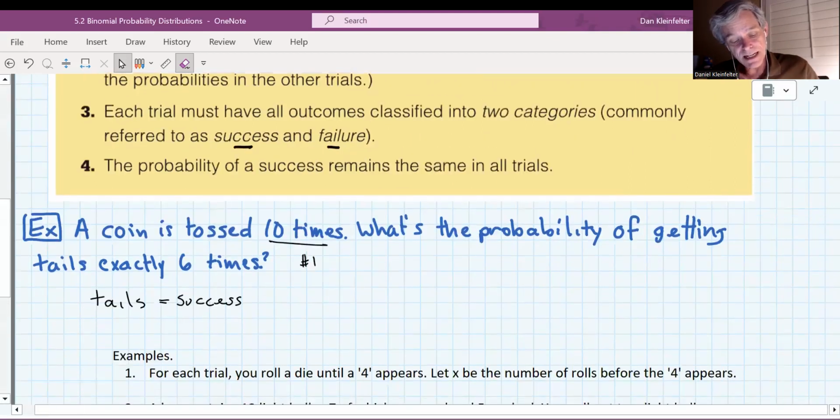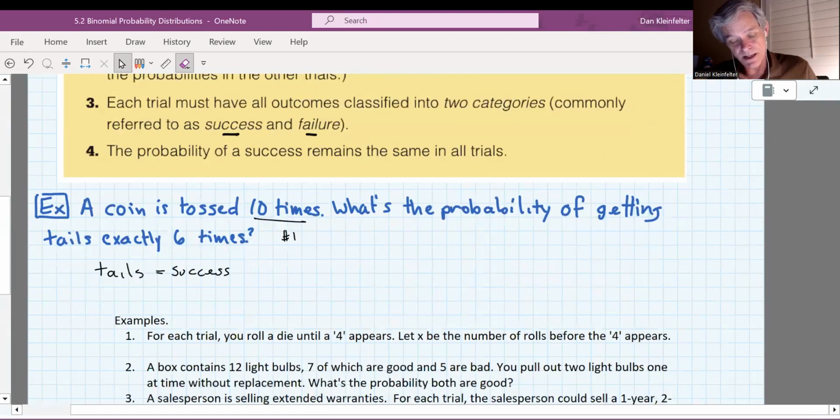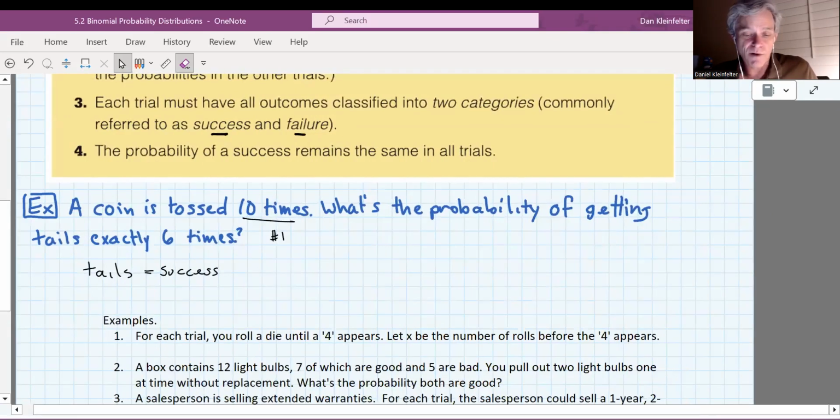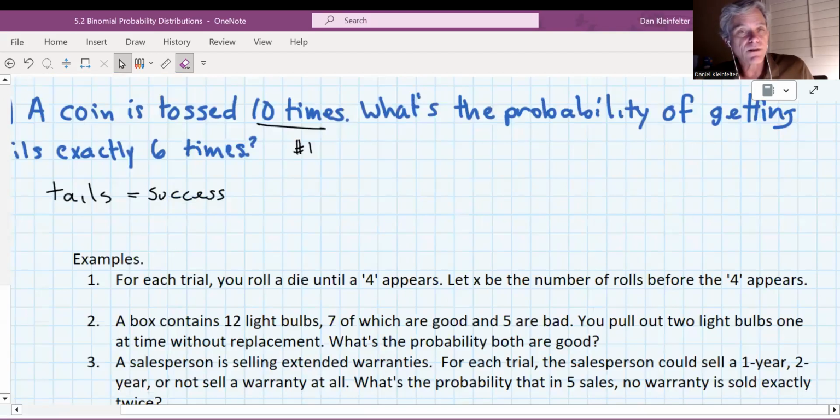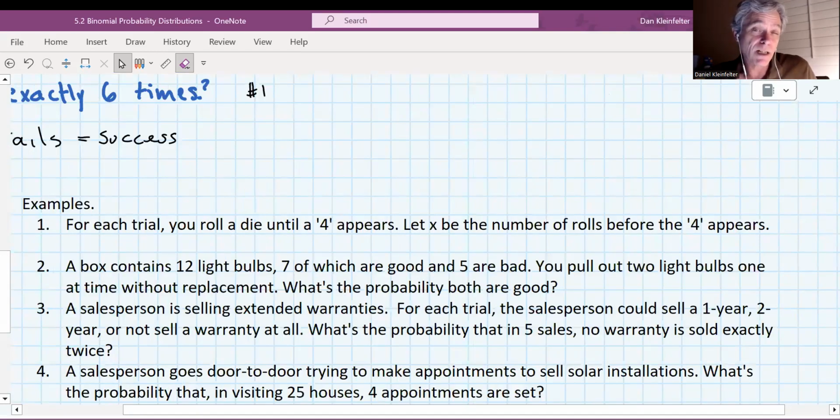Now some examples or anti-examples that illustrate the failure of one of these 4 conditions. First one, let's say that we do an experiment where we're going to roll a die. We're going to roll it as many times as it takes for a 4 to show up. You might roll it once and get a 4, and then you're done.